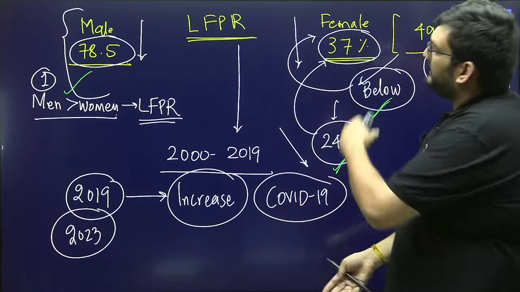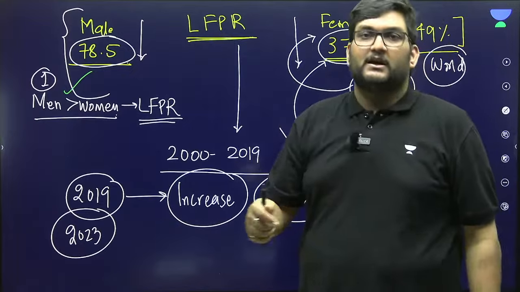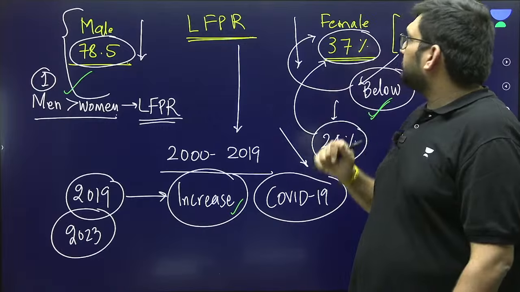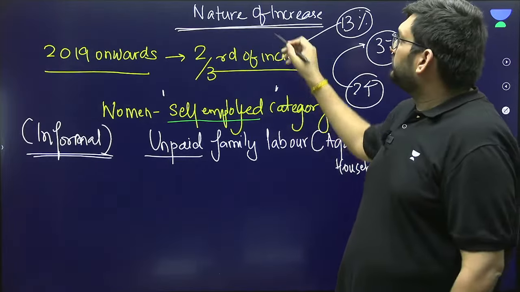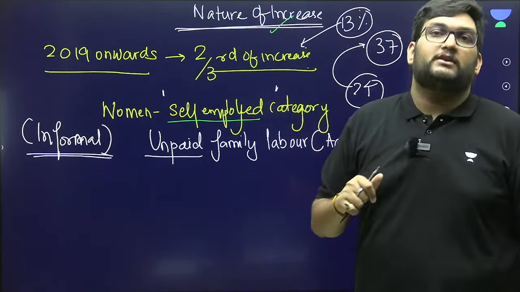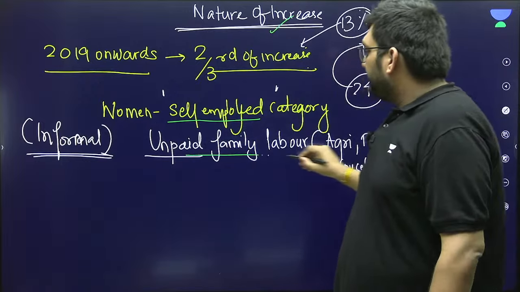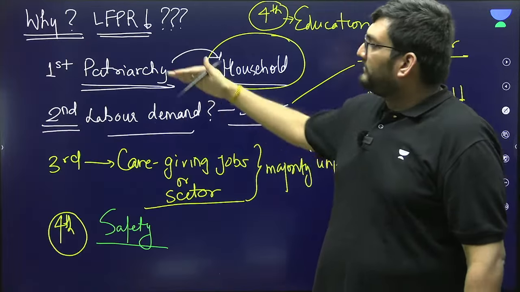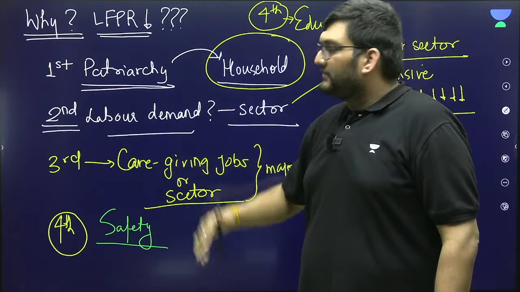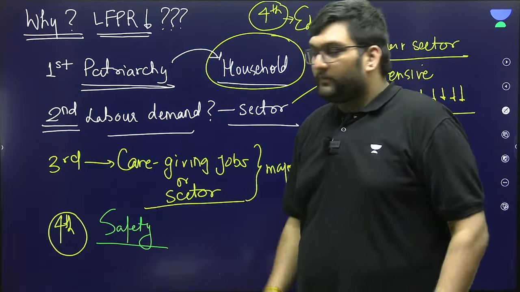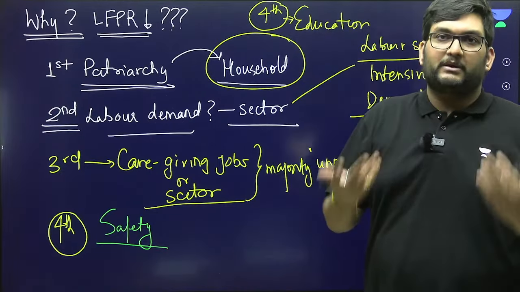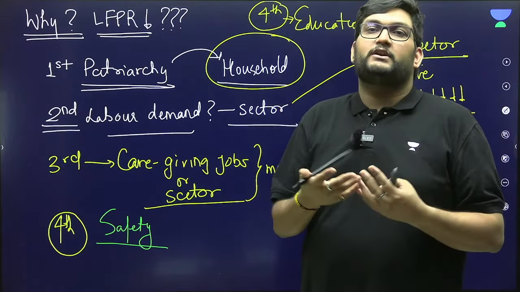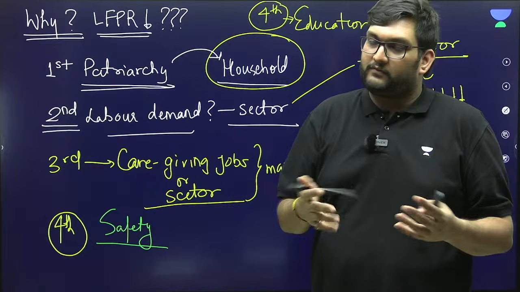And this is the data which proves that too. Now, should we be happy with this increase from 24% to 37%? The answer was no, because the nature of the increase is not correct. It is in unpaid family labor jobs, in the self-employment category. And what are the obstacles? We have patriarchy, labor demand, and caregiving as an issue. Further over that, the safety issue, which is a perpetual issue. It's a psychological issue. It is a disease in our society, where we have to create a conducive environment for women to feel safe, which we don't do.